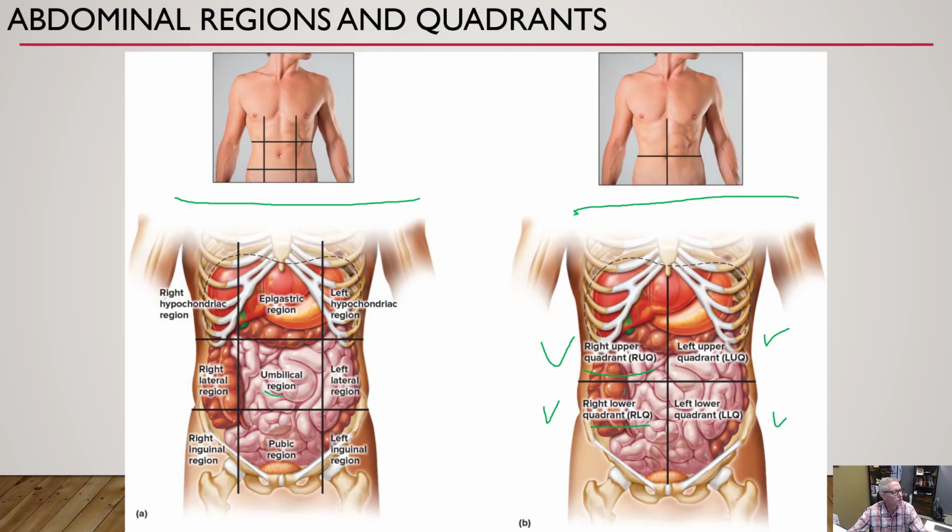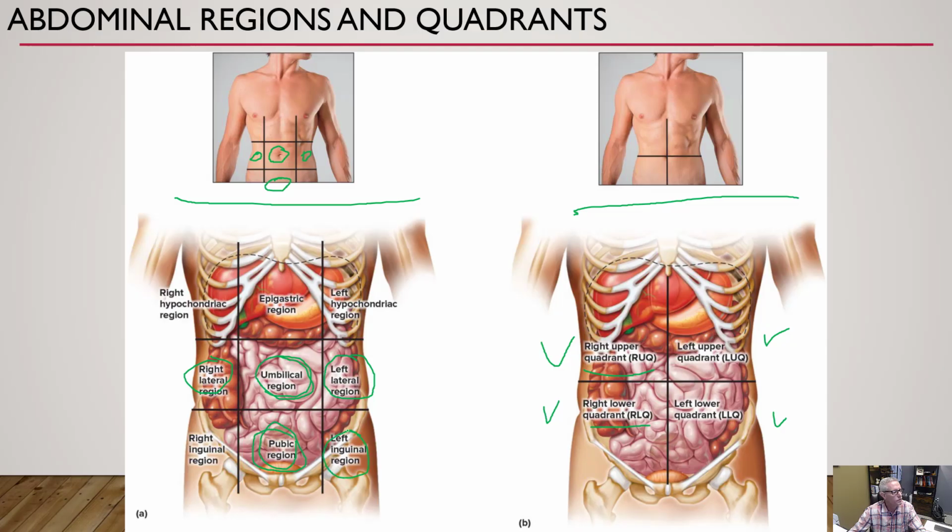So we're going to start in the middle, the umbilical region. Umbilical means kind of like your belly button. So umbilical is this middle region right here, and then lateral just means to the side. So you have your left lateral and your right lateral. So your left lateral's here and your right lateral's here. Then we all should know where our pubic region is. So there's our pubic region.